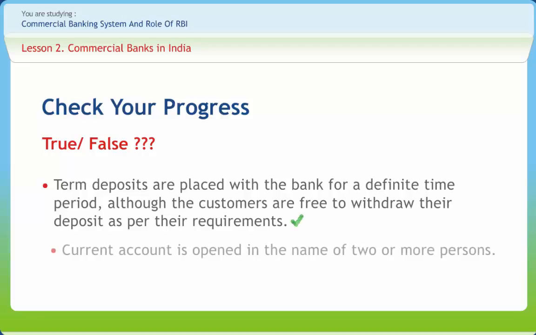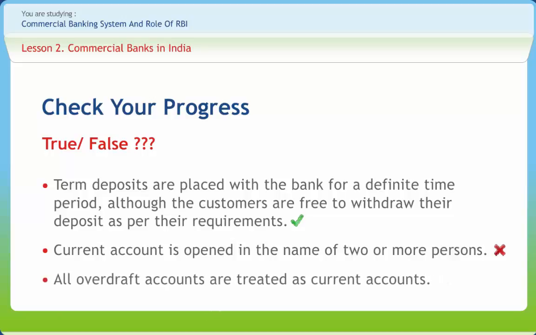Right. Current account is opened in the name of two or more persons. Right or wrong? Wrong. That's a joint account. All overdraft accounts are treated as current accounts. Right or wrong?